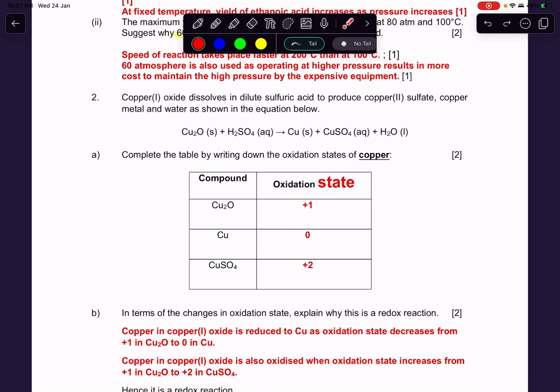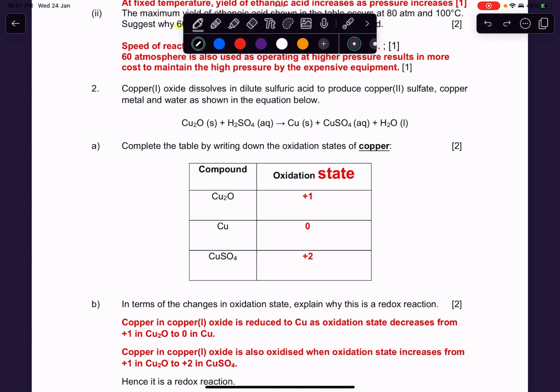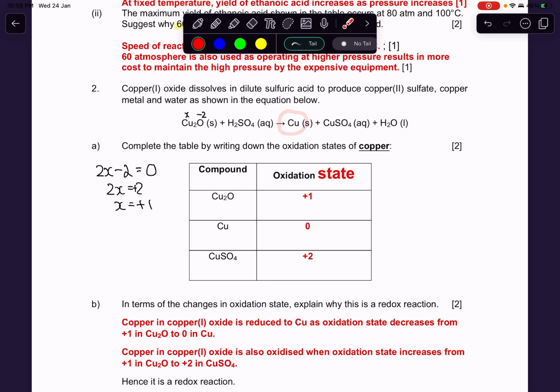Oxidation state of copper in Cu2O. Remember, all you need to do is assign an x. You know that oxygen is -2 by the rule. So 2x minus 2 equals 0, because copper 1 oxide has no overall charge, it is neutral. So 2x equals plus 2, then x equals plus 1. Remember, you must include the sign, whether it's positive or negative, unless it is 0, then you don't have a sign. Next, Cu, because it's an element, it is just 0.